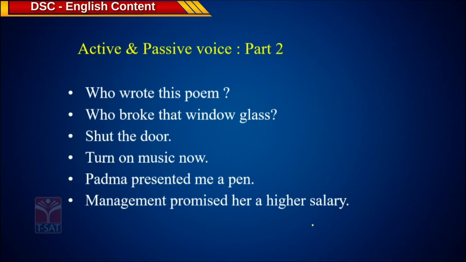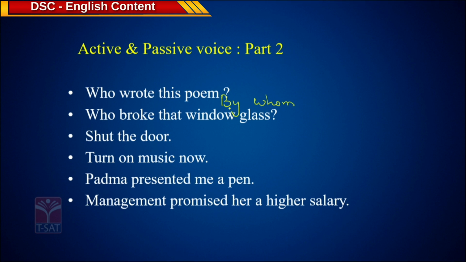Then look at the other varieties of examples. Who wrote this poem? This is a question. When a question is given and asked to change from active into passive form, we always go with the form by whom. By whom this poem was written.